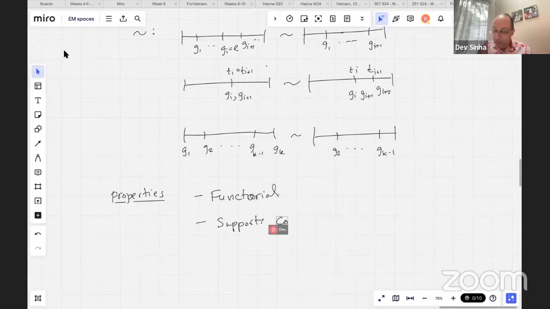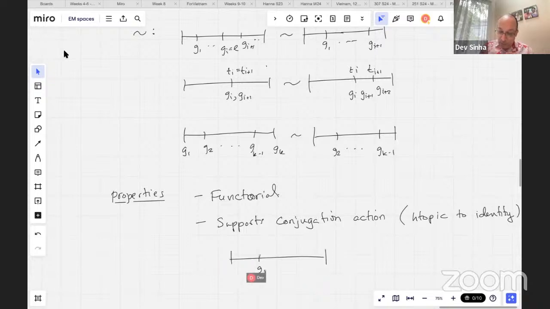It supports a conjugation action. So G acts on BG by conjugation, and this is homotopic to the identity. Let me give you the quick sketch of that. So I have, let me just do a g1 and a g2 versus conjugate both.